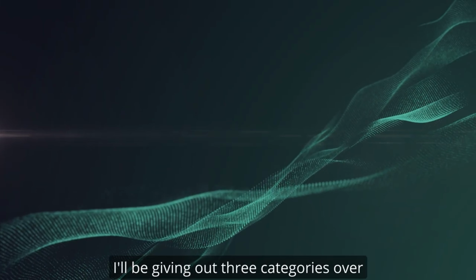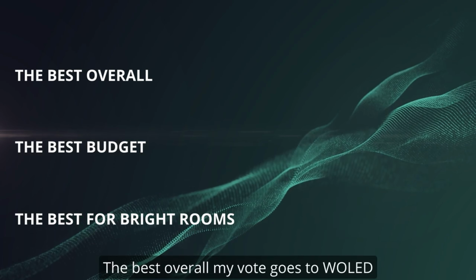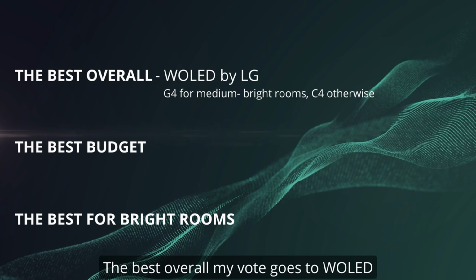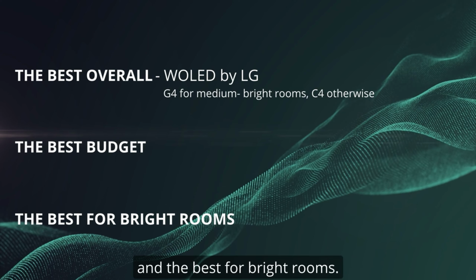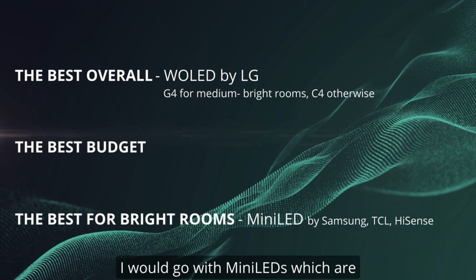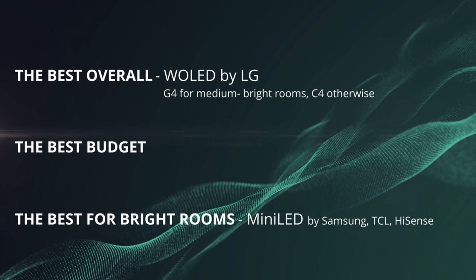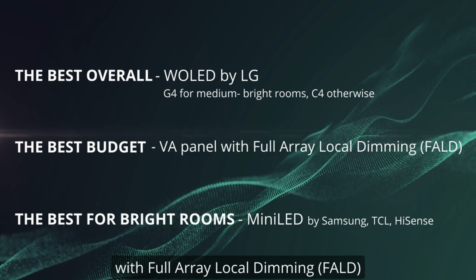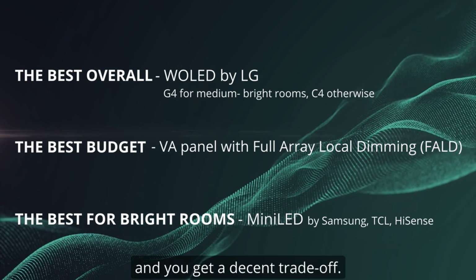So which one is the best? I'll be giving out 3 categories over here: the best overall, the best budget, and the best for bright rooms. The best overall, my vote goes to W-OLED, which is by LG, C4 or G4, depending on your requirements. And the best for bright rooms, I would go with mini LEDs, which are generally manufactured by TCL, Hisense, or Samsung. The best budget would go to a VA panel with full array local dimming. Those are relatively cheap, and you get a decent trade-off.